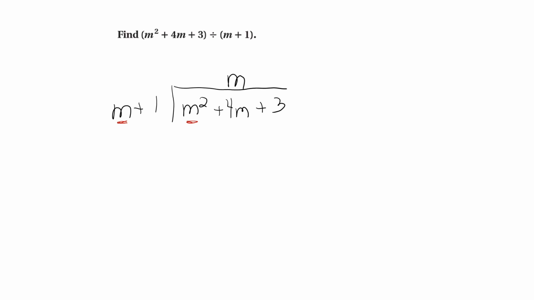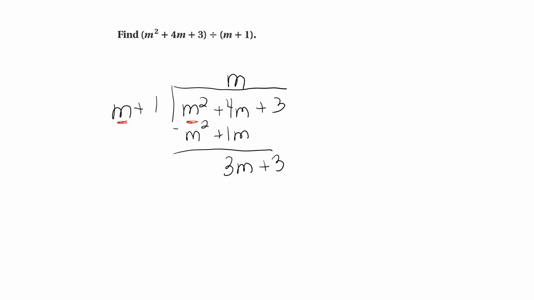But because this is a binomial, I'm putting it over the second term. Now, just like traditional long division, I'm going to distribute that m. So m times 1 is positive 1m. M times m is positive m squared. And then I'm going to subtract. So 4m minus 1m is 3m. M squared minus m squared goes away. I'm going to bring down my plus 3.